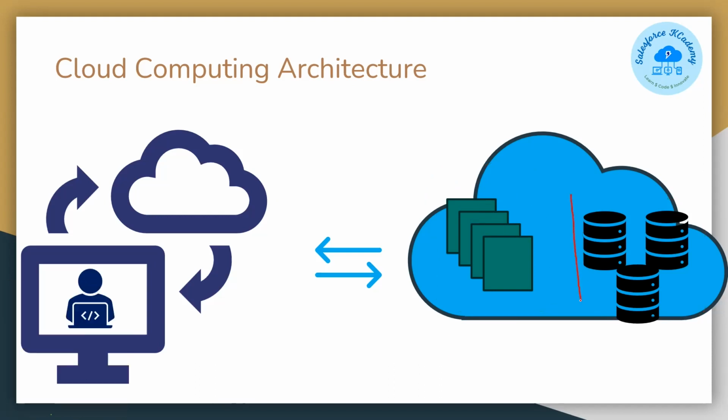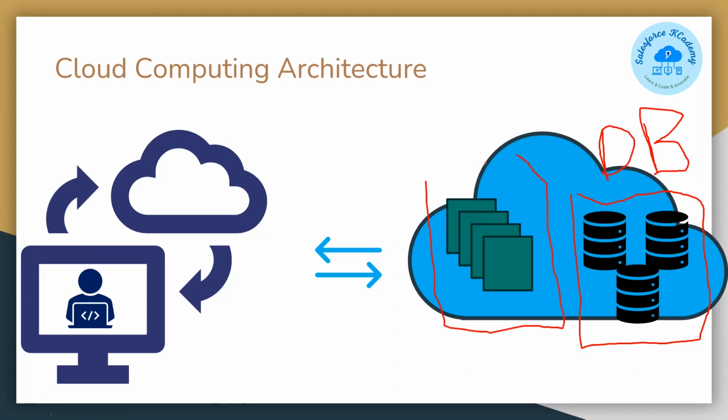There are servers which are used to store your data. Those servers are called DB servers or database servers. There are servers which host your code or application or the primary functionalities like Apex, JavaScript, HTML, this functionality code. Then those servers are called app servers or application servers.